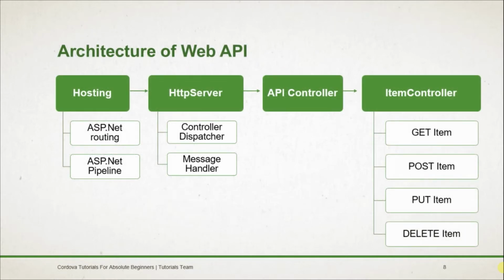This is the architecture of the Web API. We are using IIS to host our application. Each request is passed through the ASP.NET pipeline to routing to the HTTP server, which will receive the message and dispatch it to the controller, which will pass it to our user-defined controller. In this case, it is the item controller, which contains several methods for the different types of HTTP verbs. For example, get item, post item, put item, or delete item.